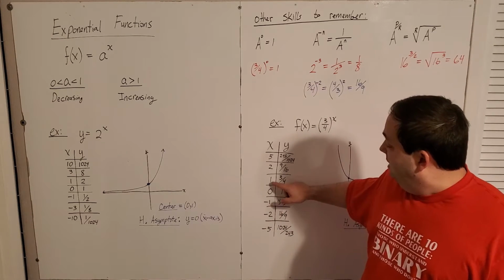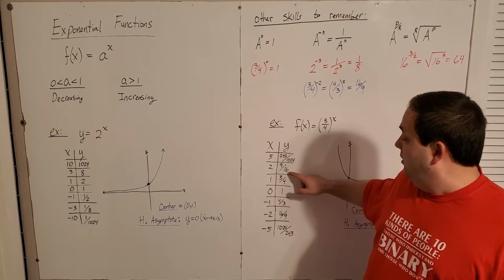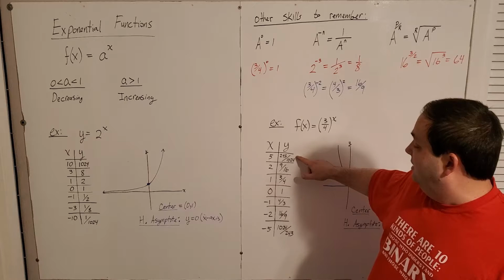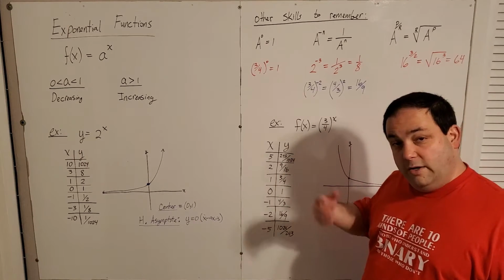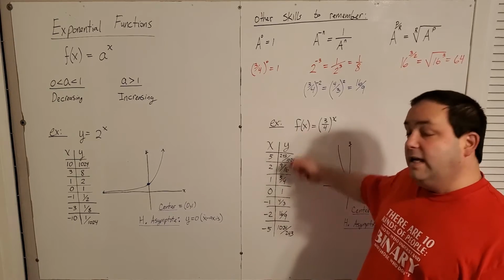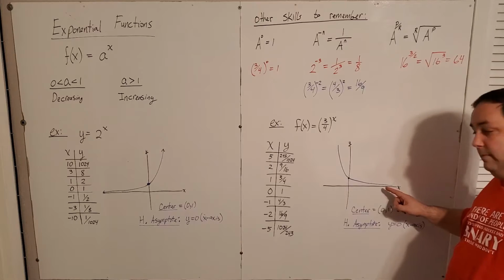So then notice, as I let x become more and more positive, right? 3/4 to the 1, 3/4 to the 2, 3/4 to the 5th power. It's always some fraction where the denominator is larger than the numerator. It keeps getting smaller and smaller. It's actually decreasing on this side this time.